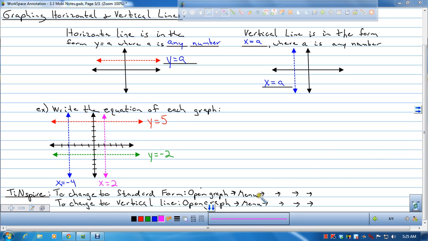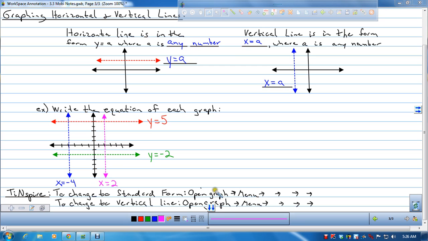Now the last thing I want to go over with you today is the Inspire. If you recall from last time, on the Inspire everything was in function notation. Remember? So if we had it in slope-intercept form, that was okay because it was f1 of x equals, or f2 of x equals, or f3 of x equals. But we can also write it in standard form. We can change that function notation to standard form.